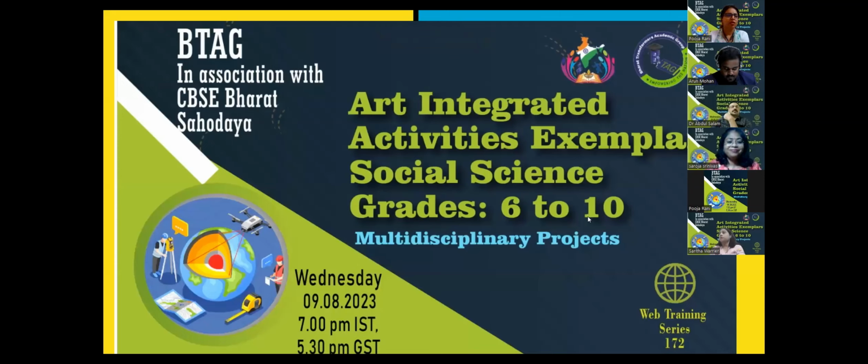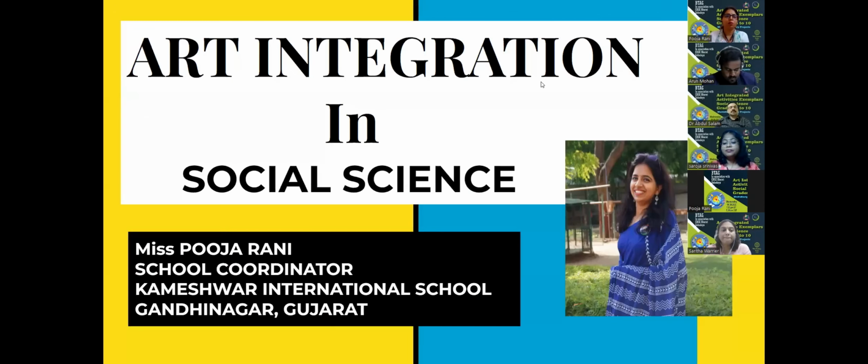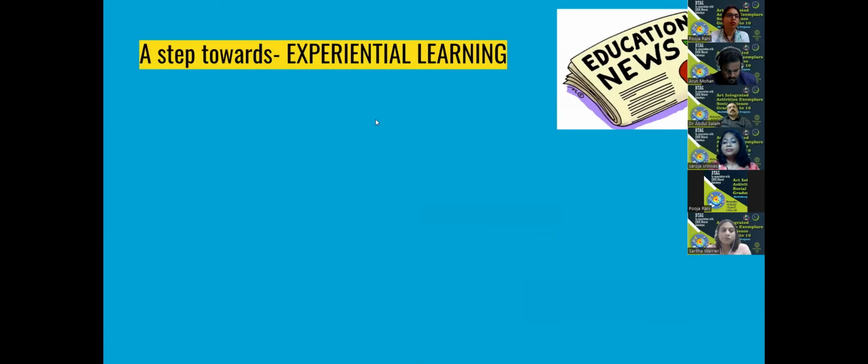Good evening, all the teachers present here. So today we are going to start with the topic art integrated activities, exemplars in social science, which is related from grade 6 to grade 10. So how we can make our classrooms more effective. So our topic is art integration in social science, a first step towards experiential learning.